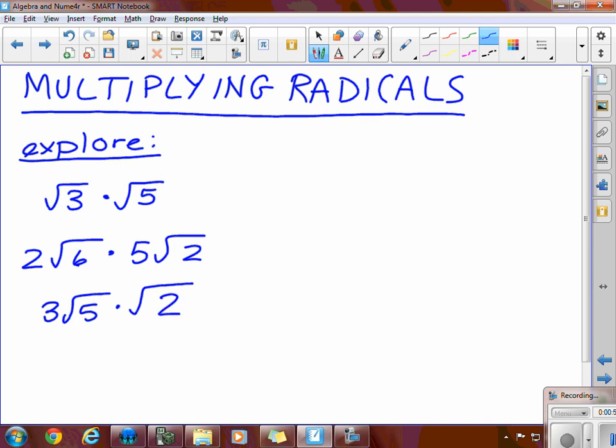Okay. What I want you to do first with these 3 multiplications of radicals, I want you to go in your calculator. I want you to get the decimal approximation for each and write them down, let's just say to 4 decimal places. It's not hard because your calculator will spit out all the decimals, but write them down to 4 decimal places.